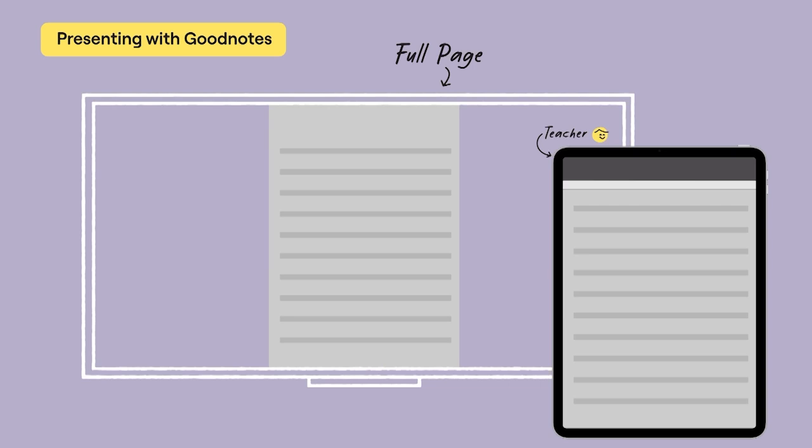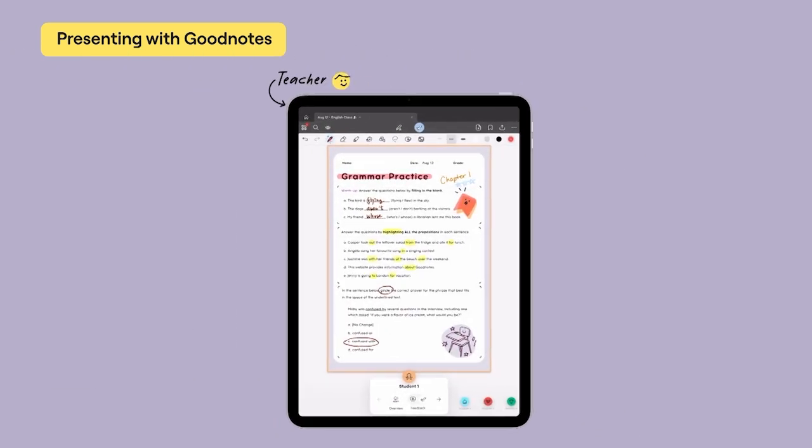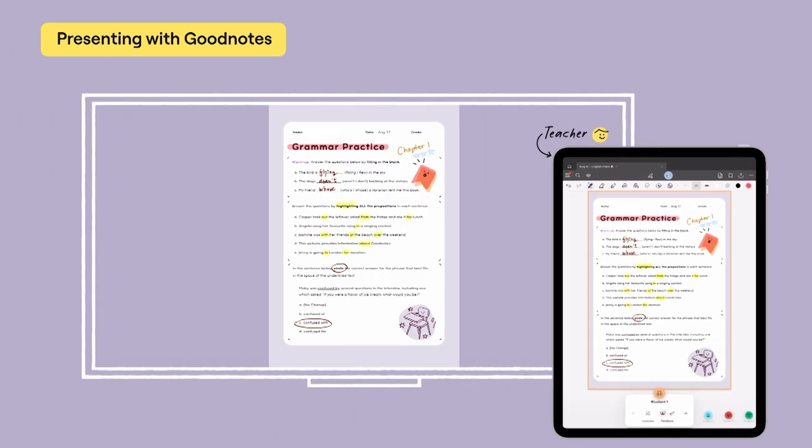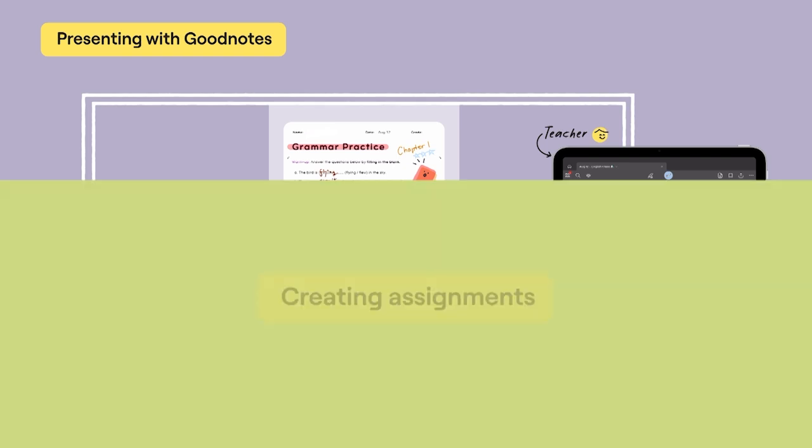One benefit of excluding user interface elements is that it allows you to anonymously present examples of student work and use them to teach, without necessarily identifying which student's work you're showing.